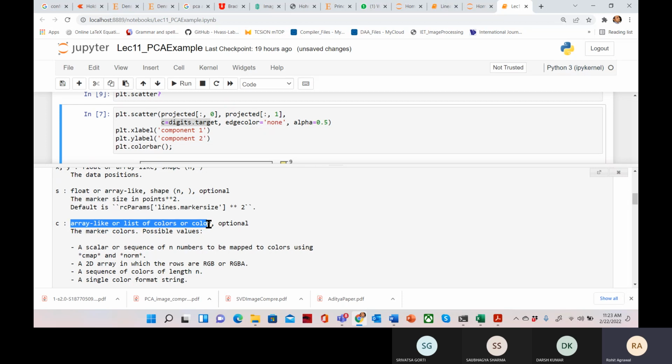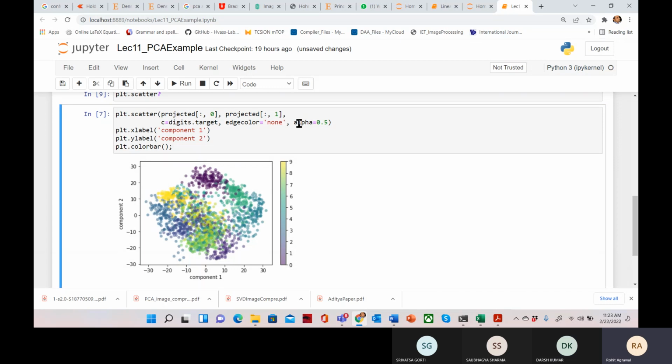So I'm just passing an array. What array? I'm just passing the class or target value. Based on that, it will take the color. If the value is 0, then for all zeros it will take the same color. For all 1s it will take a second color, and for all 2s another color. Do you understand?